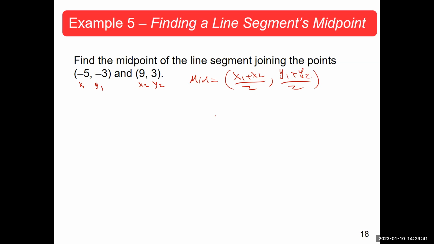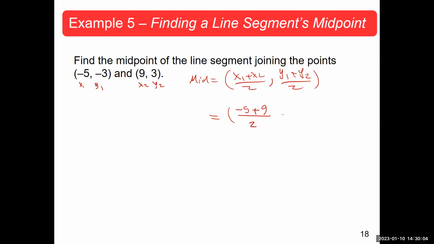Let's plug in. We have x1 is -5 plus 9 over 2. So we're adding, so this negative comes with the number. So you just carry the number.